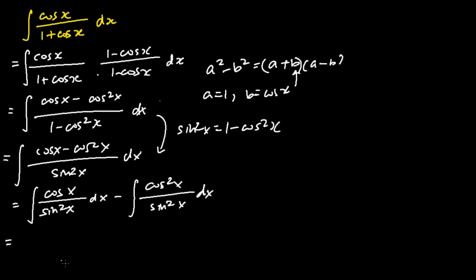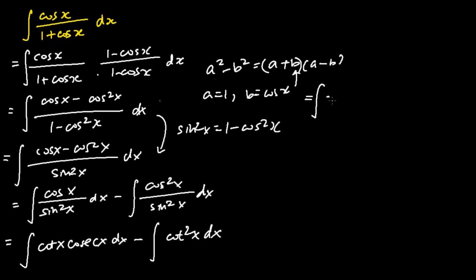For the first integral, the integral of cosine x over sine square x is the same as cotangent x cosecant x dx. Because cosine x over sine square x is equal to cosine x over sine x times 1 over sine x. And cosine x over sine x is cotangent x, 1 over sine x is cosecant x. For the second integral, the integral of cosine square x over sine square x dx is cotangent square x dx.